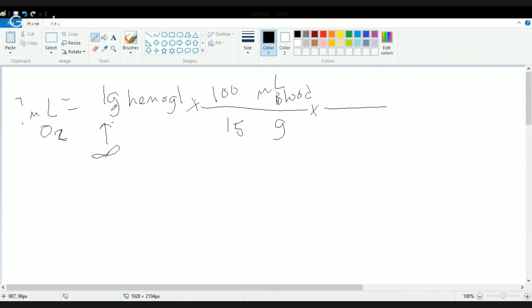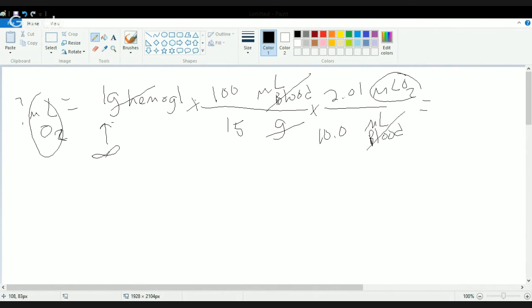So grams is canceled. And I want to get out of milliliters of blood, so I'll put that on the bottom. That way they'll cancel. And if I look in your textbook, another thing about milliliters of blood is I can go to milliliters of oxygen. In the textbook it says if you have 10.0 milliliters of blood, it will carry 2.01 milliliters of oxygen. Milliliters of oxygen is totally what I wanted to get to according to my problem. So at this point, I just have to bust out my calculator.